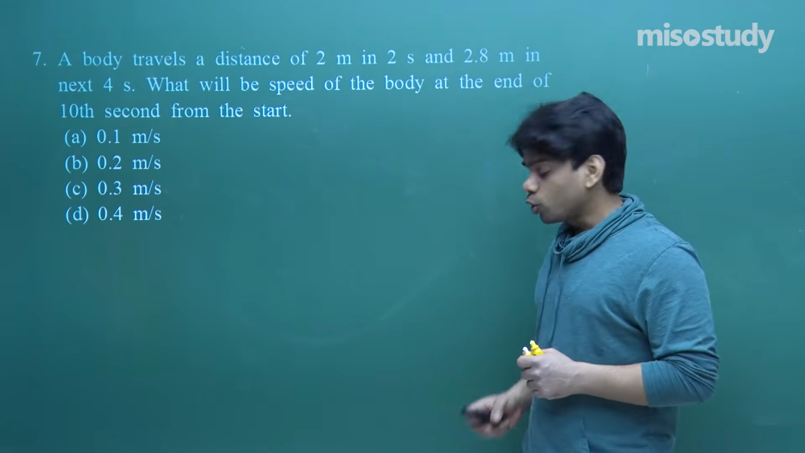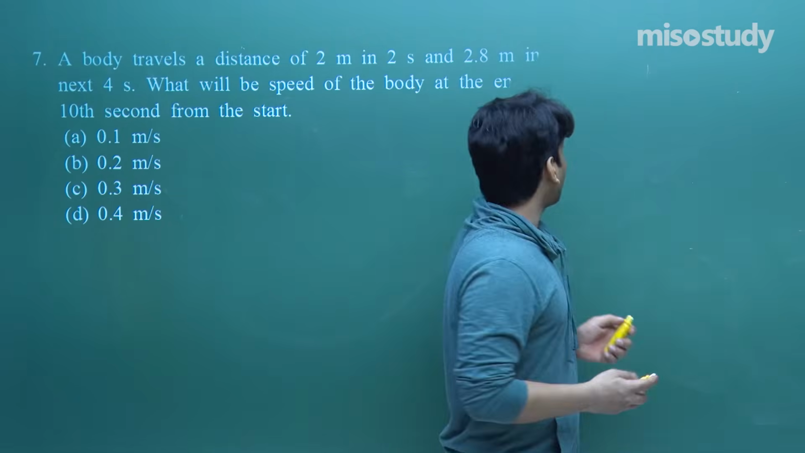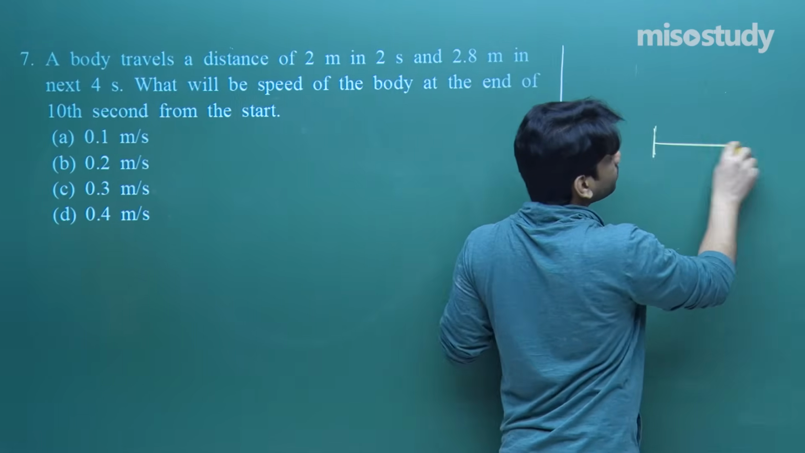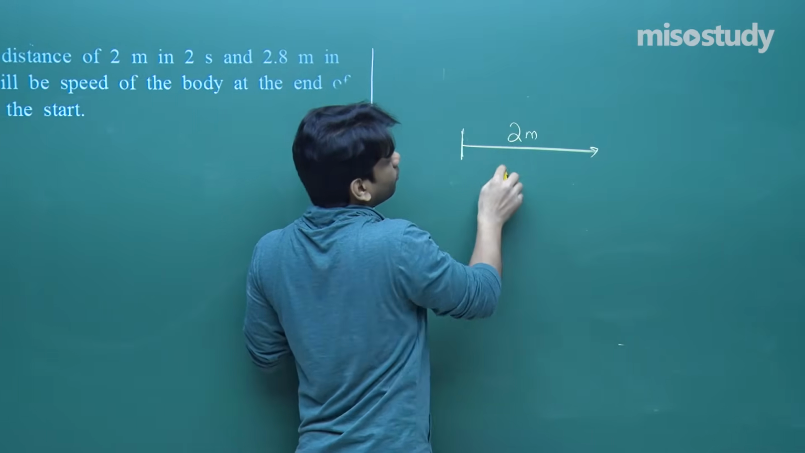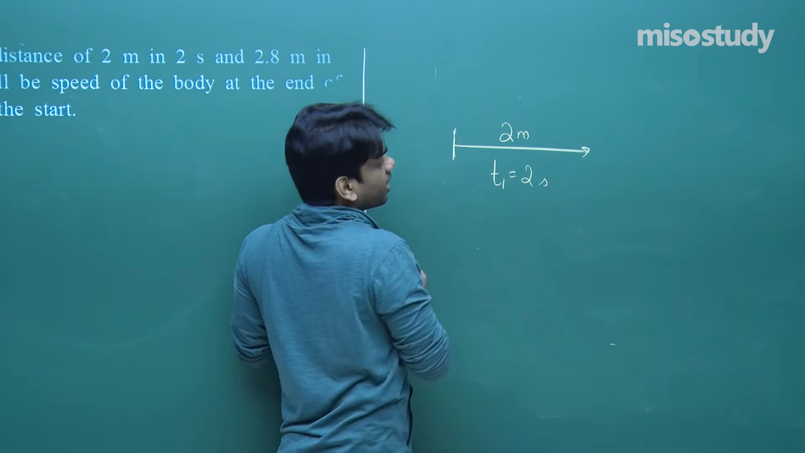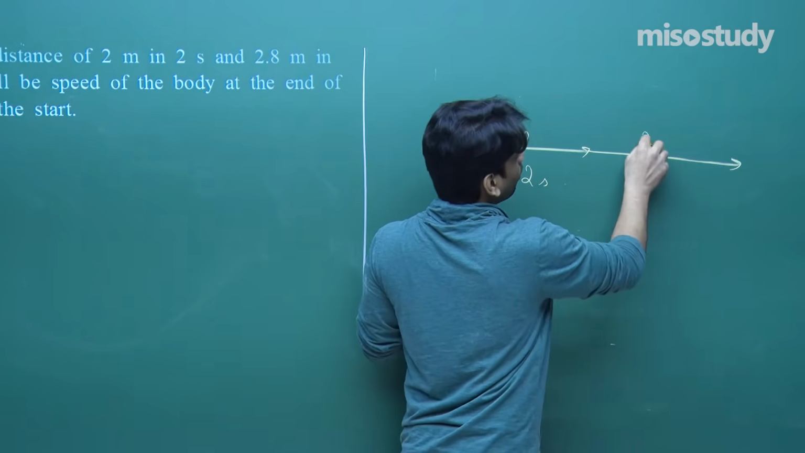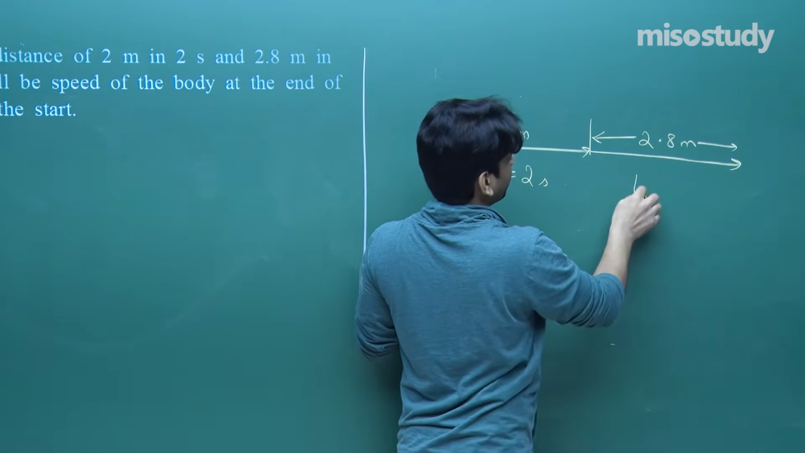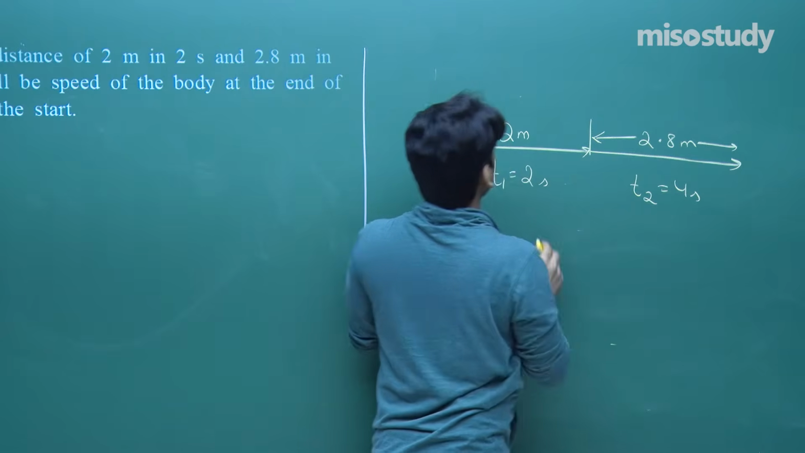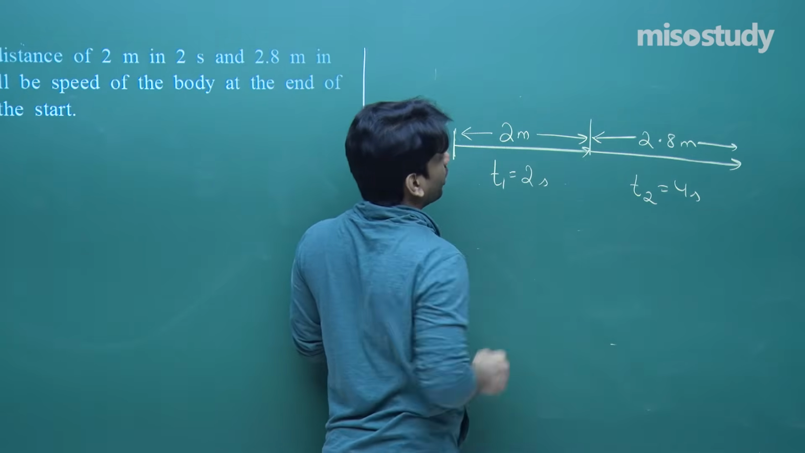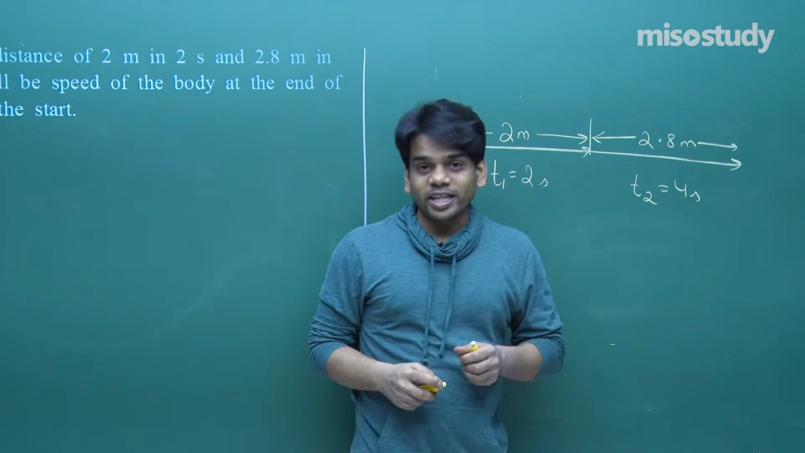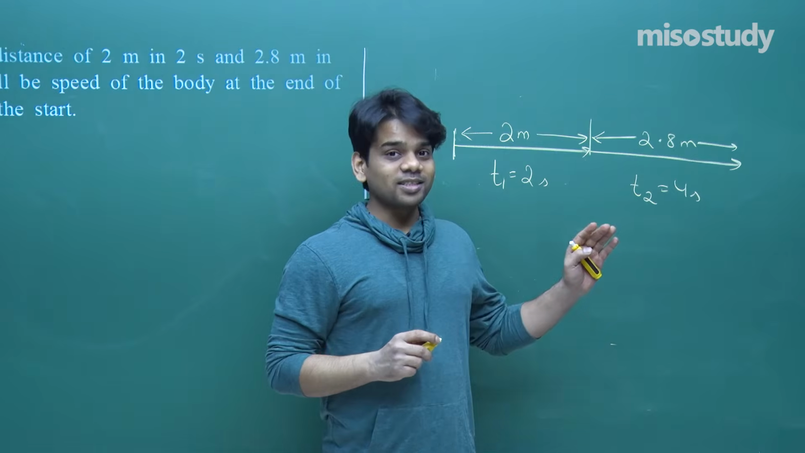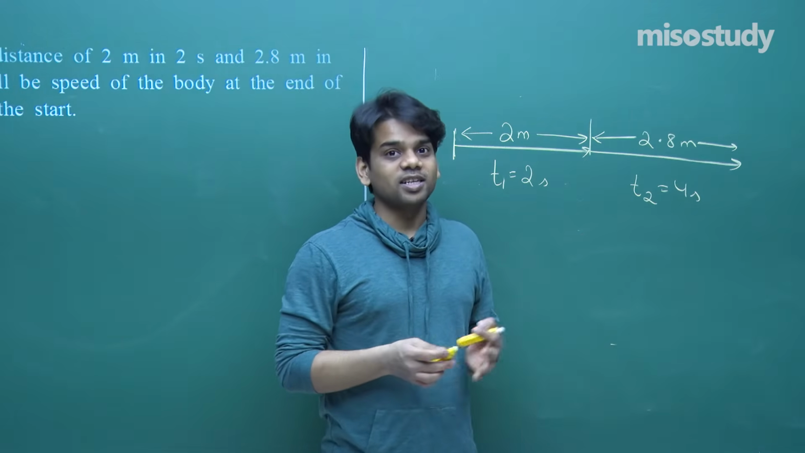Let us check what motion is actually being shown here. See here how the body would be actually moving. Let's say its motion is starting from this point and it travels for 2 meter for 2 seconds. In the next 4 seconds, it only travels for 2.8 meter. This is the only information that has been provided to us. It says that after the end of 10th second, that is after 10 seconds, what will be its speed? We are not provided with acceleration or retardation. We are not provided with initial speed.